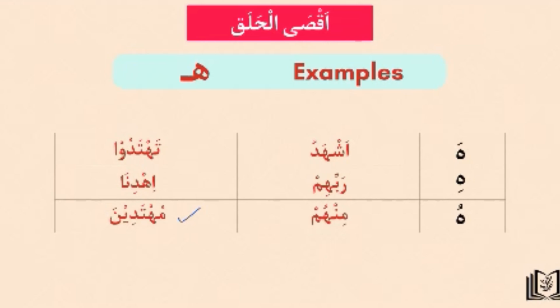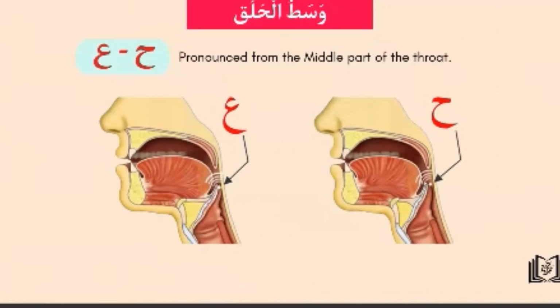Next one is wasatul halaq. Wasatul halaq is which part of your throat? The middle part of the throat. And how will you check if you are reciting it correctly? You should keep your index finger on top of the throat, and see if it is vibrating.